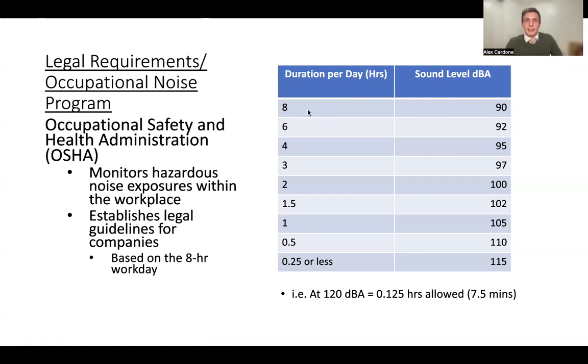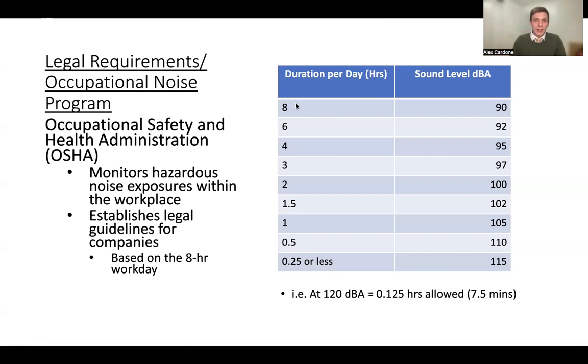So from that, OSHA has outlined that you can be exposed for 8 hours a day at 90 decibels. But then you can be exposed to 92 decibels for 6 hours a day. You can be exposed to 95 decibels for 4 hours a day. And then for 3 hours a day, you can be exposed to 97. In 2 hours, that's 100 decibels. 1.5 hours, that's 102 decibels.